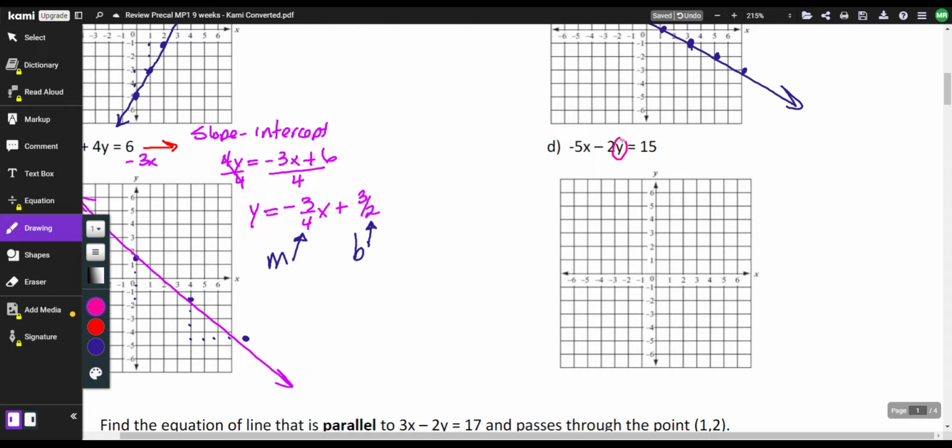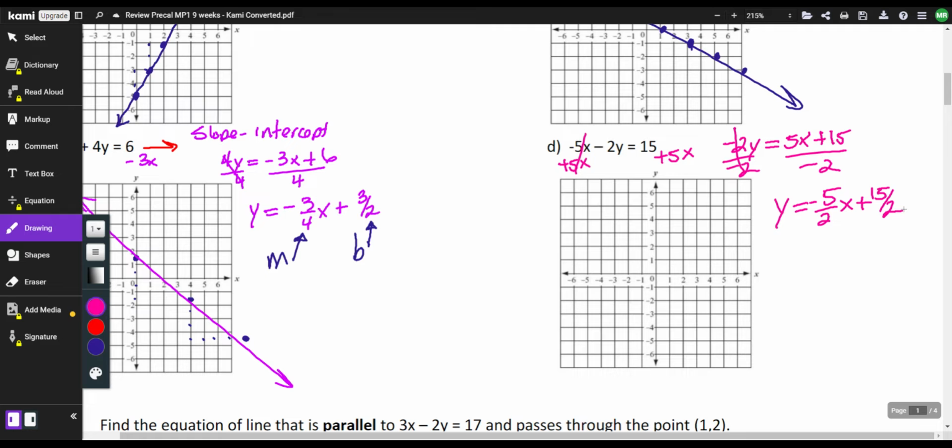Remember, we want to isolate y by itself, so let's add 5x to both sides. Those will cancel. We're left with negative 2y equals 5x plus 15. Then we divide everything by negative 2. Those will cancel. And we're going to be left with negative 5 halves x plus 15 over 2. If you were to graph it by hand, you would have to find 15 over 2, which is the same as saying 7.5.